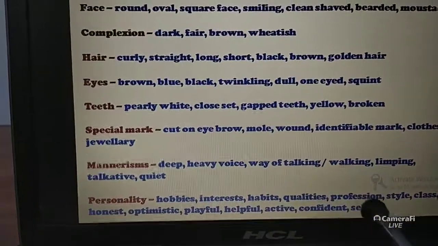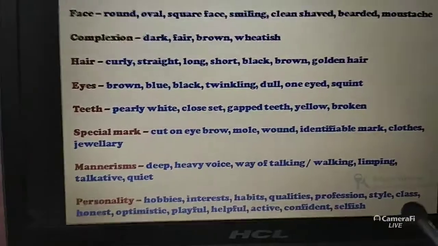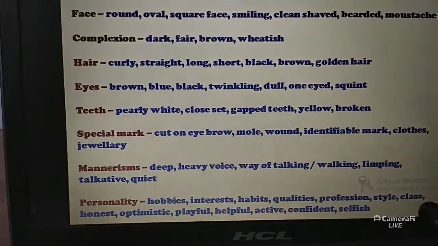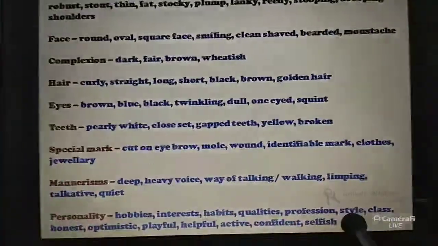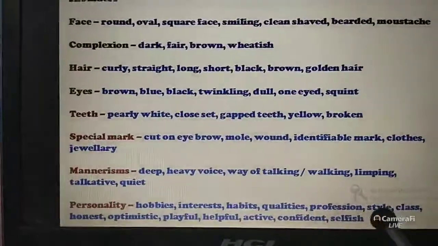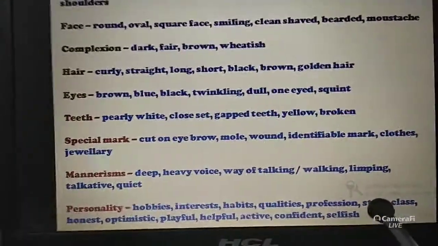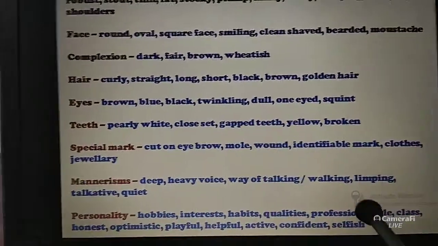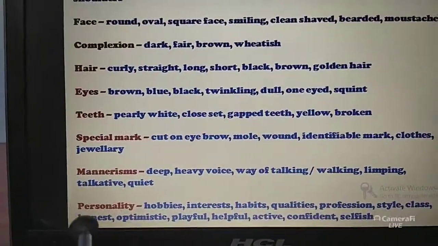Profession, where does he work? What is the style of that person? What is the class of the person? Which class does he belong to, upper class, lower class? What is the style? Suppose the person always wears a golden wristband on his arm, like that, on his wrist.